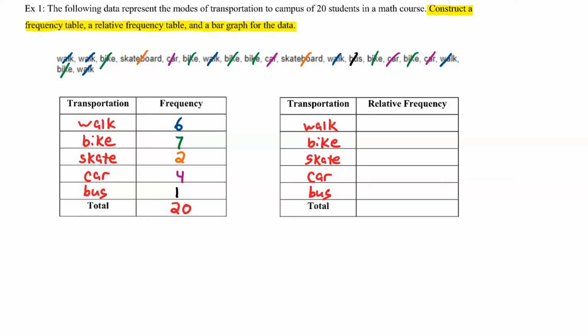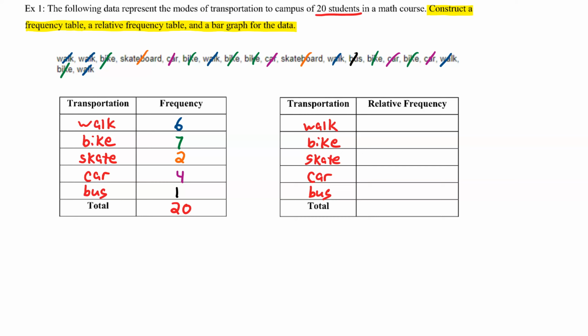Now this is a really good way to check yourself, because if we look back at the problem we were given, we want to think about how many students did we survey? 20 students. So these frequencies should add up to equal 20. If they didn't, that means we probably just accidentally skipped over one or we counted one multiple times, which is why I always like to cross them out as I go through.